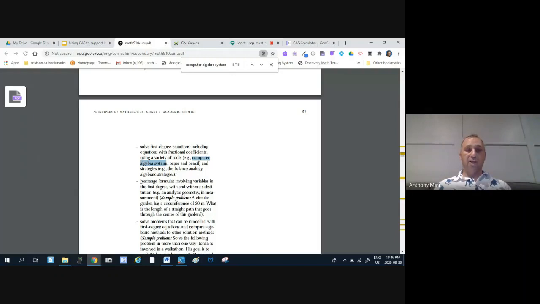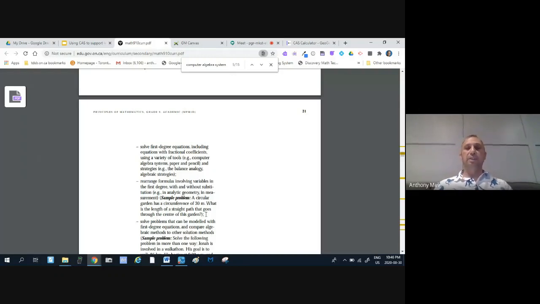Here's another expectation. Rearrange formulas involving variables in the first degree with and without substitution. It's the without substitution part that I find interesting, but computer algebra systems and the dynamic algebra notation in graspable math, they could handle that. It doesn't name computer algebra systems specifically in this expectation, but here's another example of something that could perfectly well be done with or without computer algebra systems.